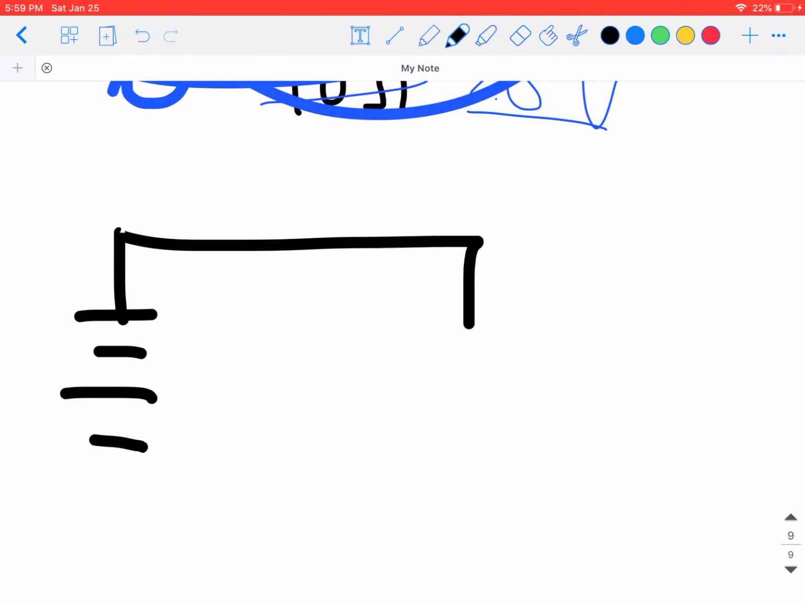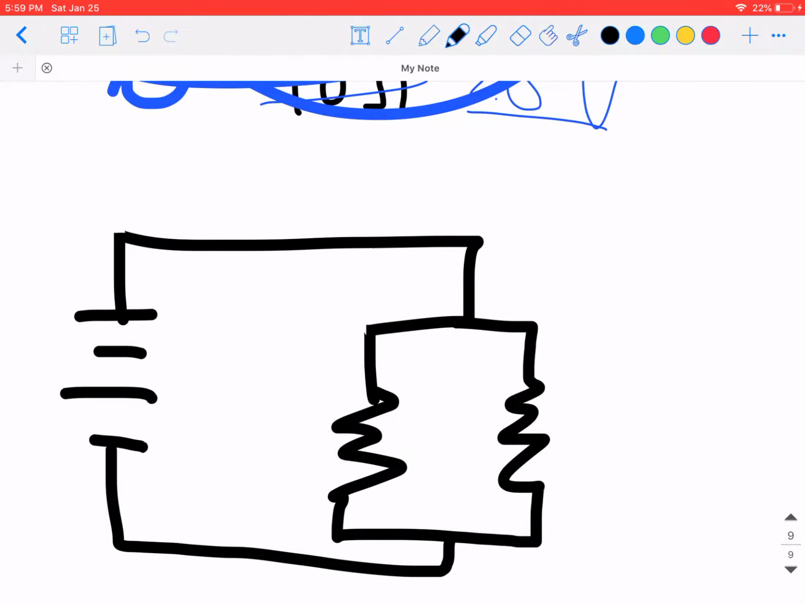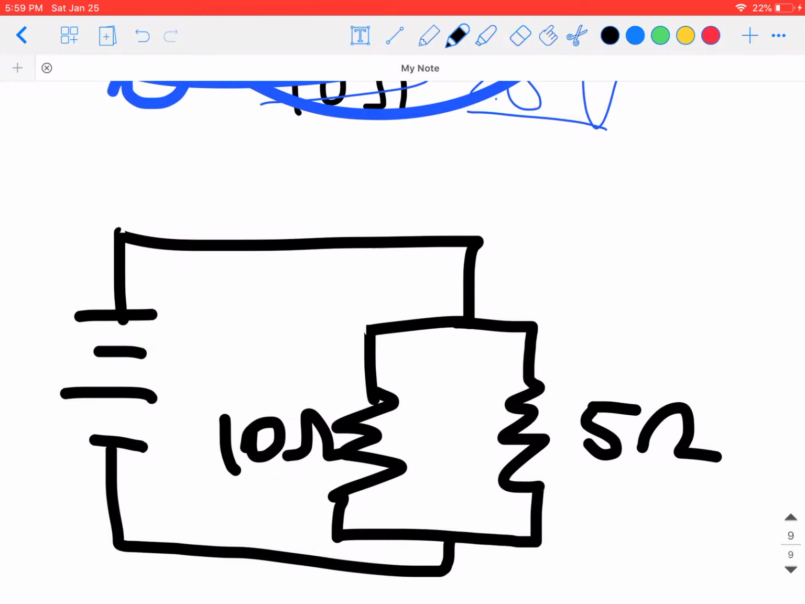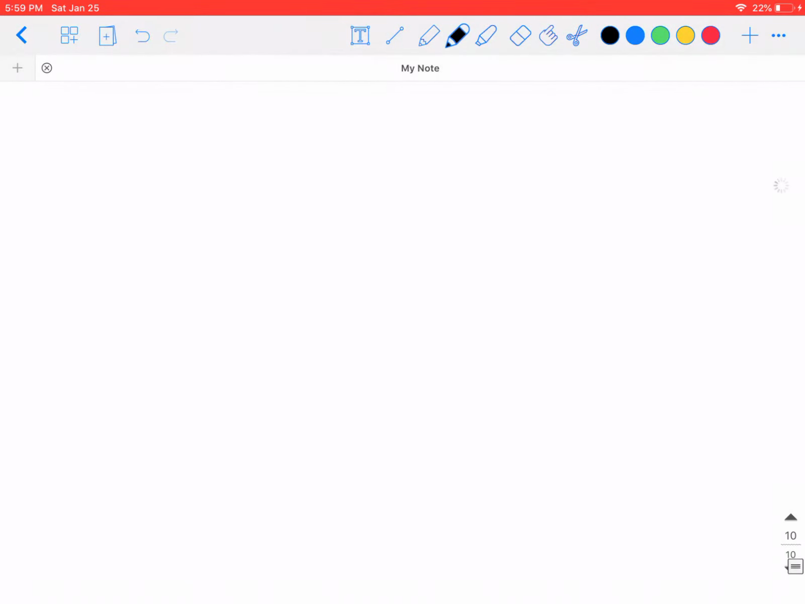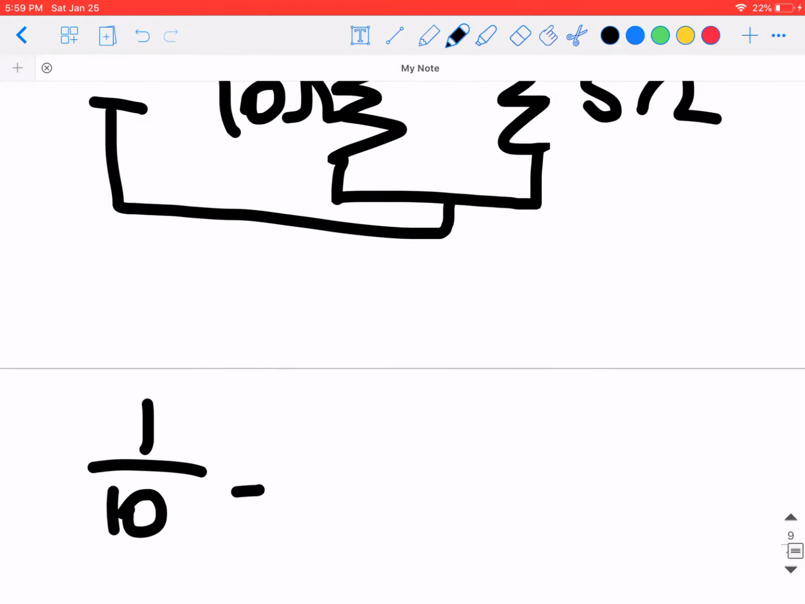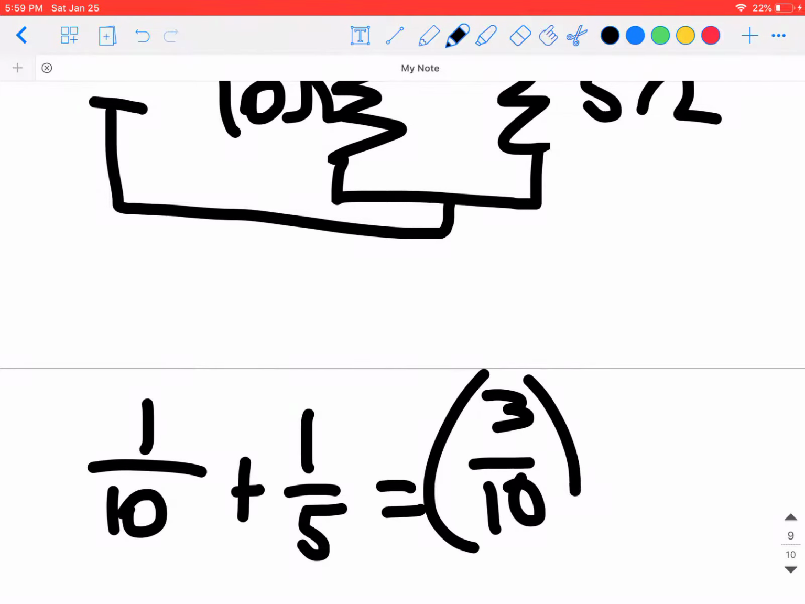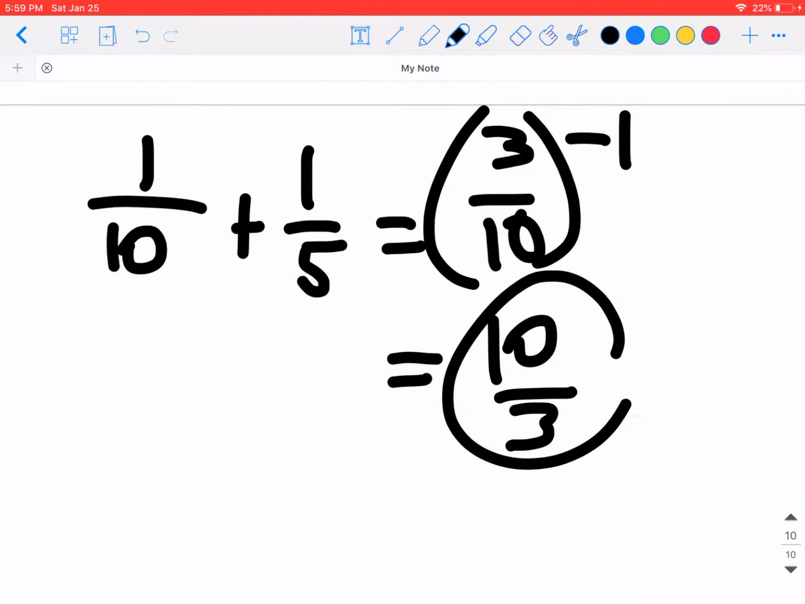So if you have a parallel circuit going like this, let's say that you have a 5 ohm resistor and a 10 ohm resistor. Let's say that the battery is a 6-volt battery, just for numbers' sake. I'm going to add another page here. Let's first calculate the total resistance of the circuit. 1/10 plus 1/5 is equal to 3/10, right? And we have to put that to the negative first power, so that's just equal to 10/3. So your total resistance is equal to 10/3.